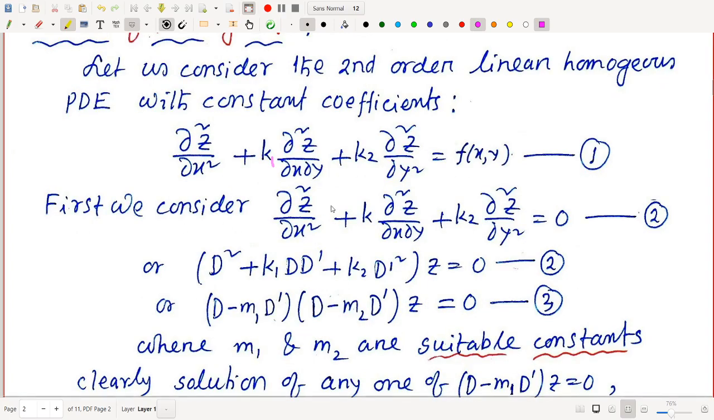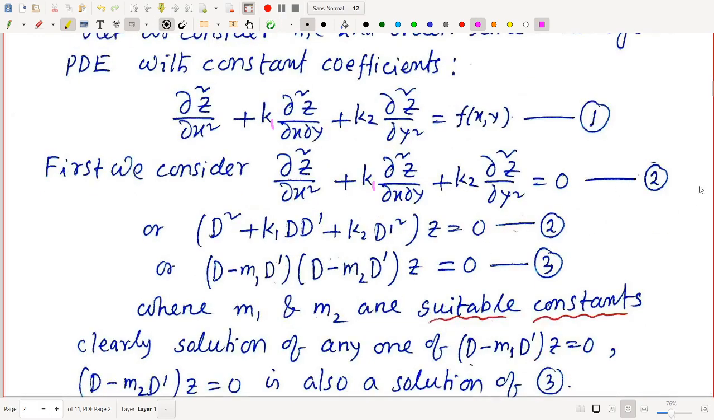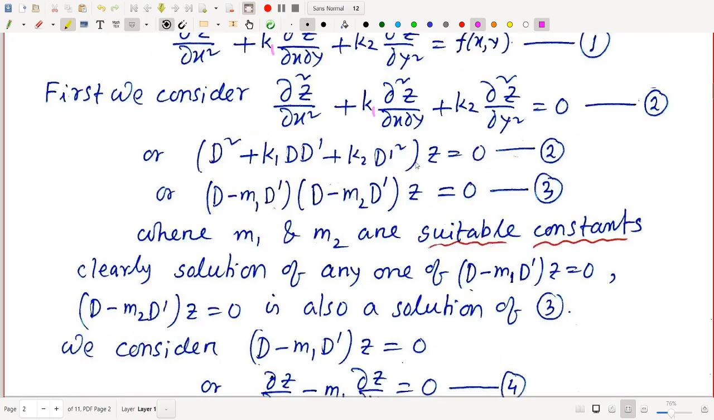First we consider the same PDE, but right side is 0. f(x,y) removed. Del square z by del x square plus k1 del square z by del x del y plus k2 del square z by del y square equal to 0, number 2. And the general solution of this number 2 is actually the CF of the PDE number 1. So this equation can be written as D square plus k1 D D dash plus k2 D dash square operating on z equal to 0.